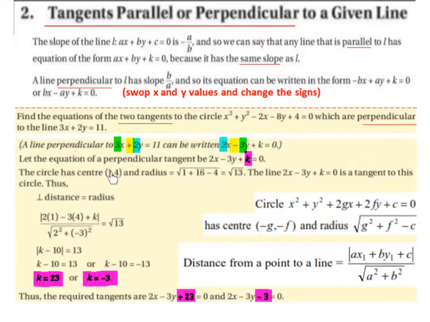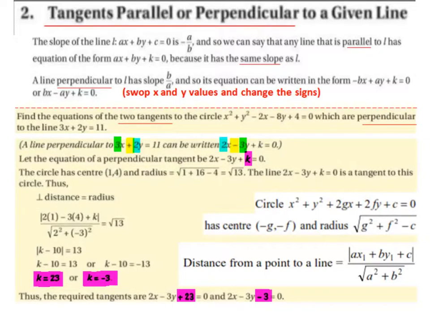The circle has a centre of 1, 4. I got the 1, 4 from the coefficients of x and y in the given circle. So the coefficient of x was minus 2, half of that is minus 1, changes sign, we get plus 1. So that's my x value. Coefficient of y was minus 8, half that we get minus 4, changes the sign, we get positive 4. So my y value is 4. So the circle has the centre 1, 4.